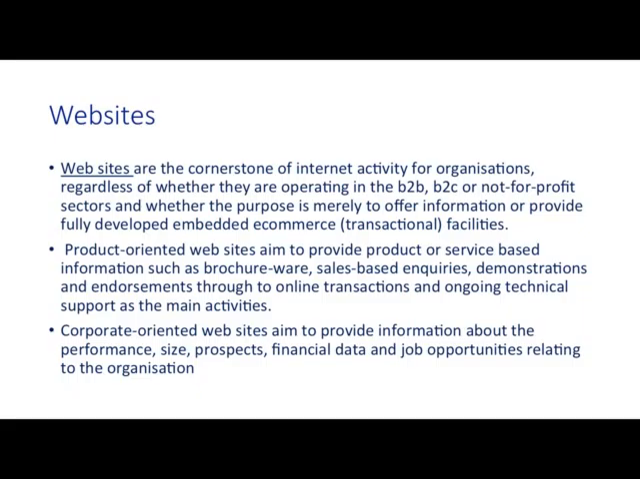But websites generally split into two categories: product orientated websites, which are aimed to provide product or service based information, and this could be in the form of a brochure site or a sales site, and the ultimate goal of these sites could be just to fill out a contact form, or it could be to actually purchase online. And then you have the corporate oriented website, which aims at providing information about a company, so about a brand, financial data, job opportunities, anything that is really about the organisation.